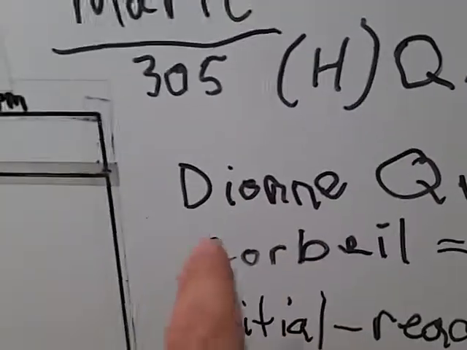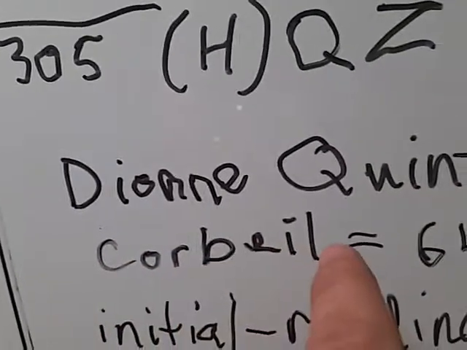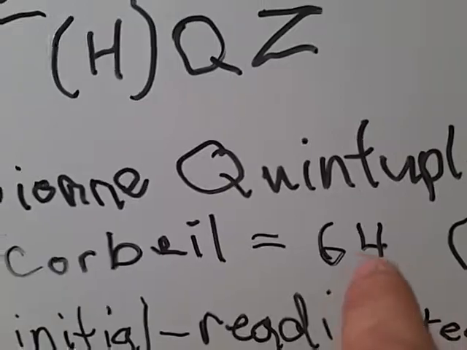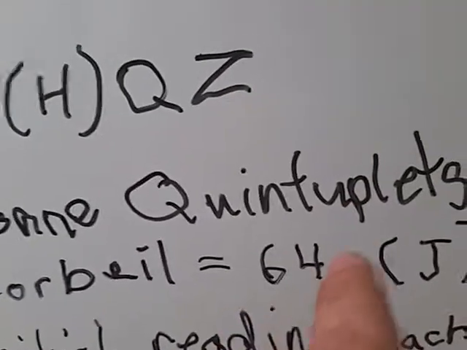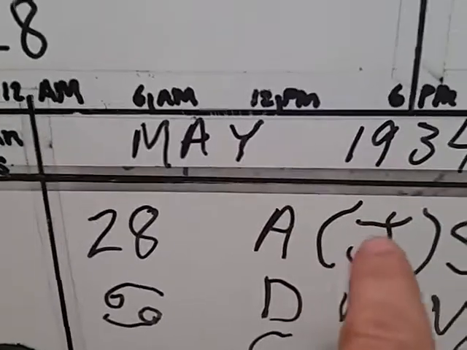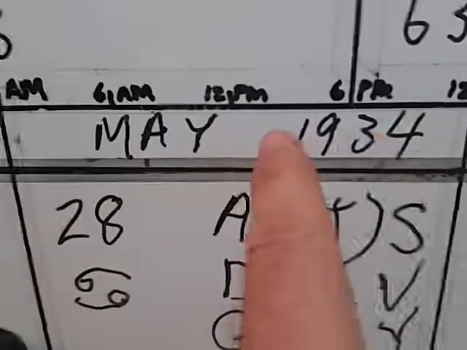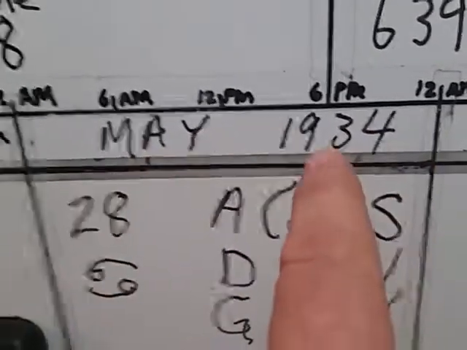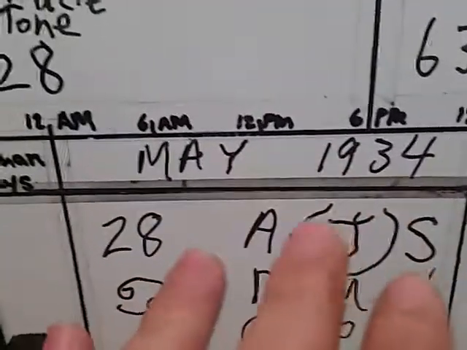So this location, okay, Corbeil. When I add up the word Corbeil, it's not too far away from where I dwell, we got 64. 6 plus 4 is 10. That's J. So the J is bracketed. So this J is saying Dionne quintuplets Corbeil on the very day that they're born in 1934. So my calendar's going to take you all the way back to 1934.